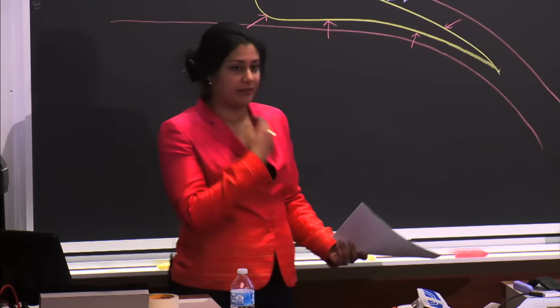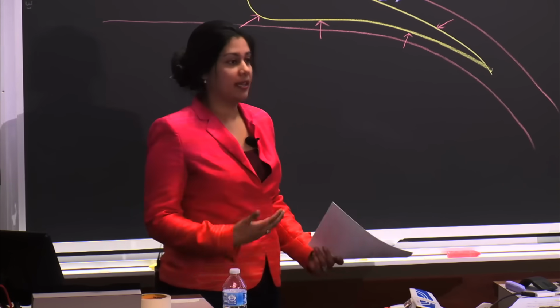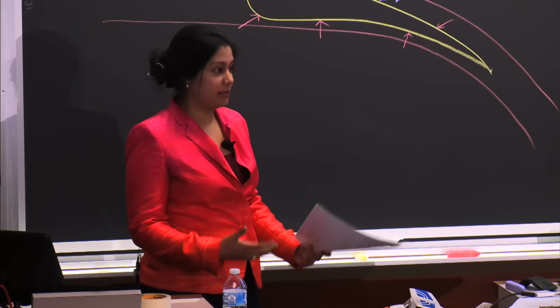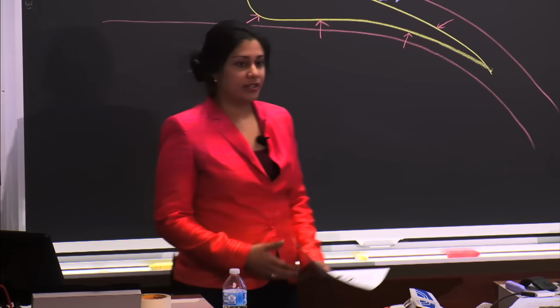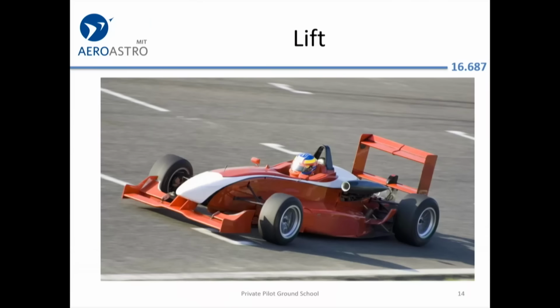So the reason that you have a spoiler at the back is actually to counteract the lift that's being generated by the race car. So it's not just airplanes and wings that generate lift, but really anything moving through a fluid can generate lift.